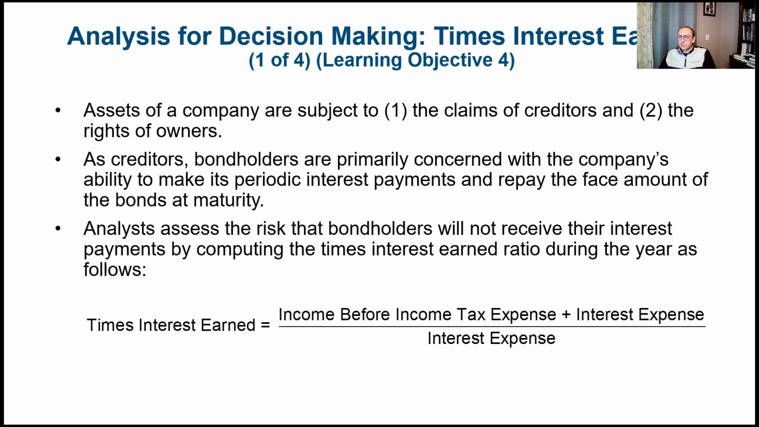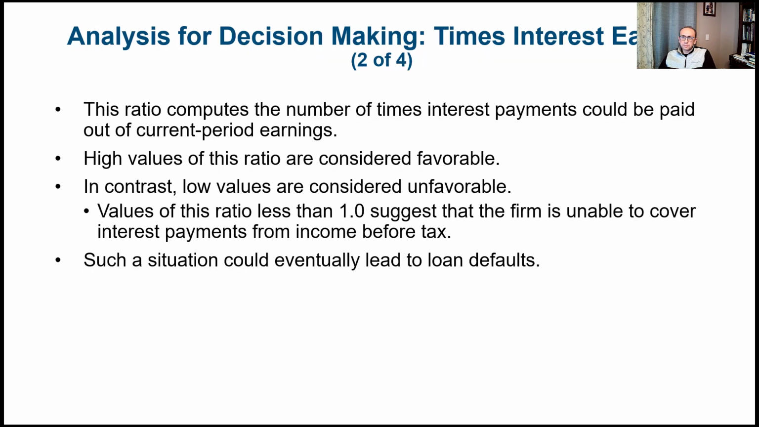It's calculated as follows. You can see here, income before income tax, which is a value we can get from the income statement. Then we add back the interest expense, because interest expense in this case is part of the income, we need to add it back, and then we divide it by the interest expense. So we can see how many times the income plus the amount that was already paid for interest expense can cover the amount of interest expense.